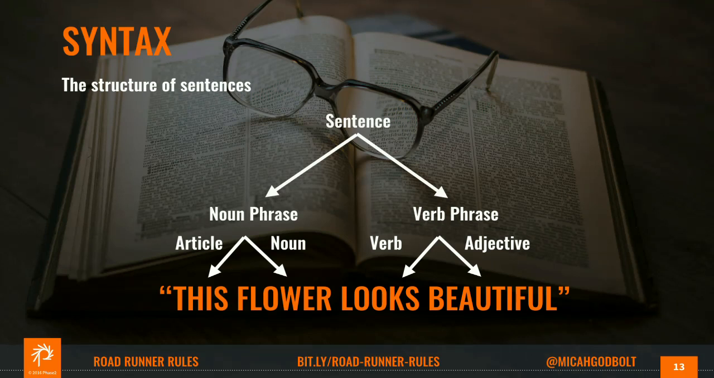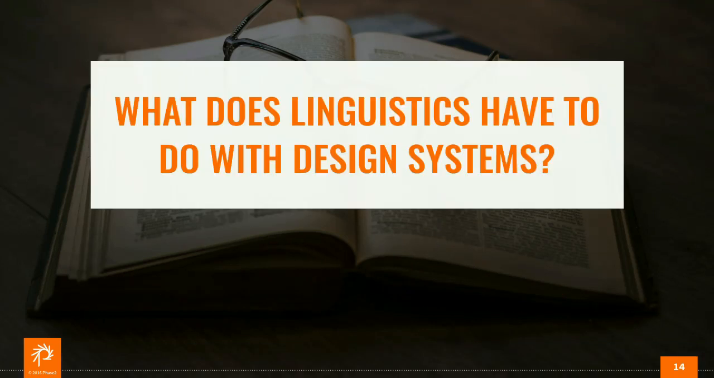So we've gone all the way from the onset and rhyme, trying to explain how we create the sounds, to combining those together to create words, and then understanding the syntax of a language and how that allows us to create sentences and even paragraphs and further on with those words. So what in the world does linguistics have to do with design systems? I'm sure that's a question that everyone has, and I would love to answer it for you.